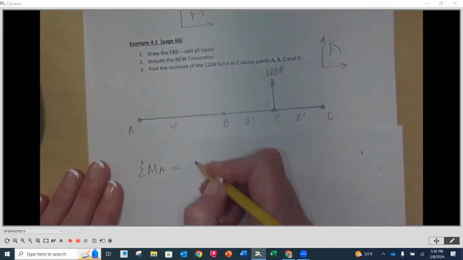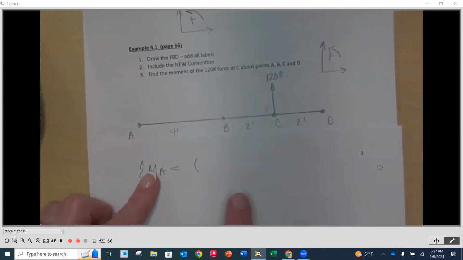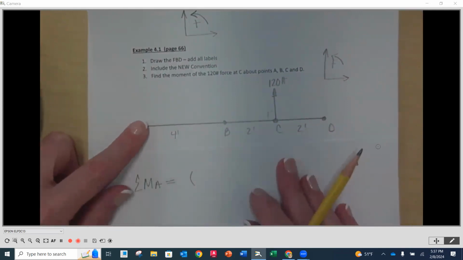Okay, now I'm going to start my parentheses. Remember, my moments are always force times distance. We're going to put both of them inside the parentheses, and it'll make more sense why we do that. So I'm going to put my finger on A. That's how we do this. Finger on A, because I'm summing my moment around A.